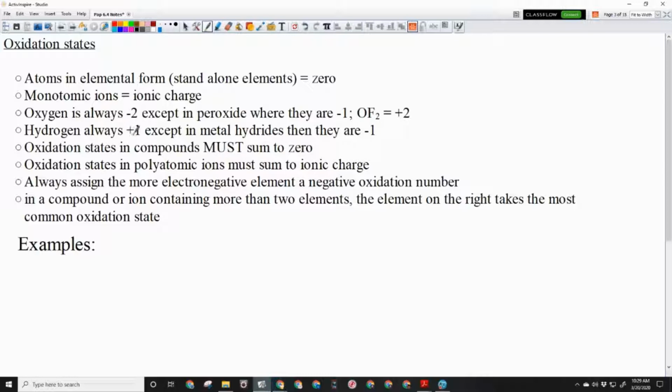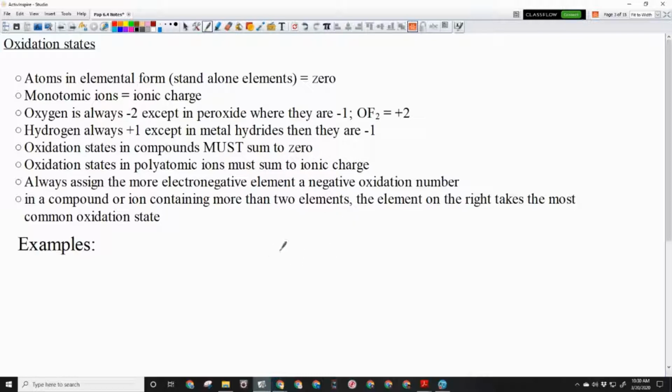Hydrogen is always a +1, except in metal hydrides, where it's a -1. Like HS, okay, HS. This is a -2. Well, that's not a metal hydride. I can't think of one right now, but when we get to this case, I will show you if there's one in the examples. Oxidation states in compounds must sum to zero. That's what we've been talking about all along. Oxidation states in polyatomic ions must sum to the ionic charge.